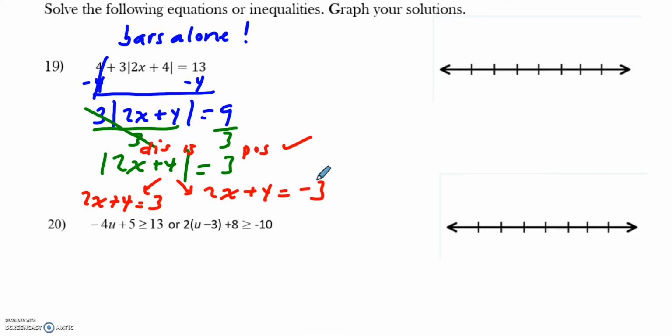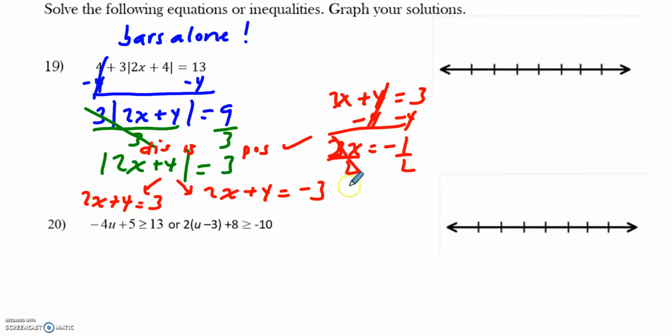So I'm going to come up here to solve both of them. 2x plus 4 equals 3. If I solved this, I would get 2x equals negative 1. If I divided both sides by 2, I would get that one answer is negative 1/2, which on a number line would be between negative 1 and 0. So there's my first answer.